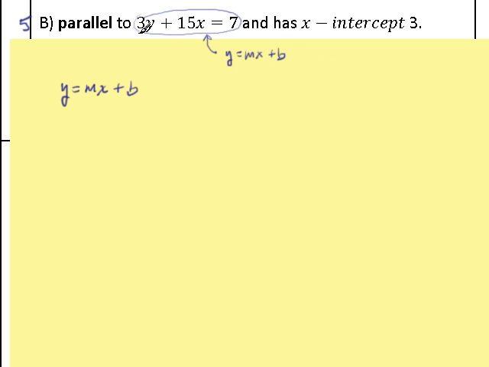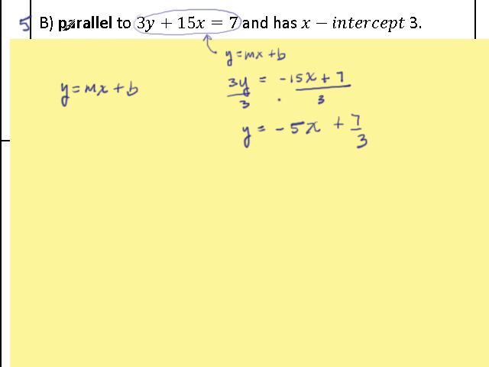All right, start by subtracting 15x from both sides. So we have 3y is equal to minus 15x plus 7. And just divide by 3. And we have y is equal to 3 into minus 15, we have minus 5x plus 7 over 3.